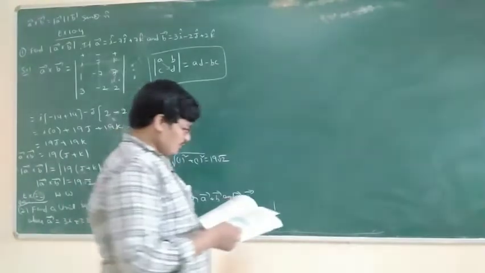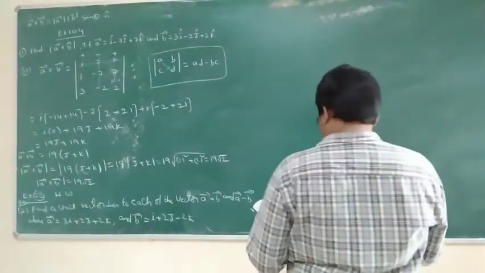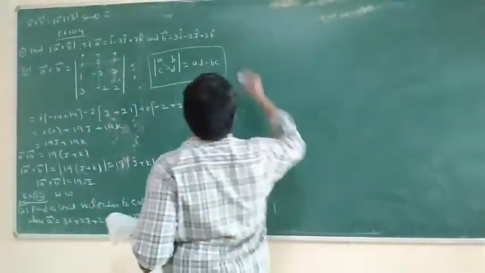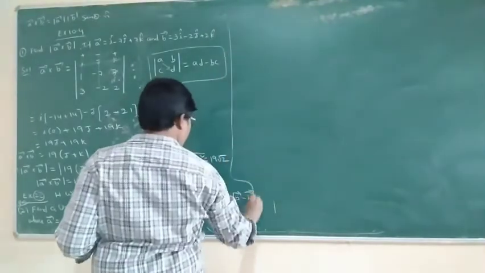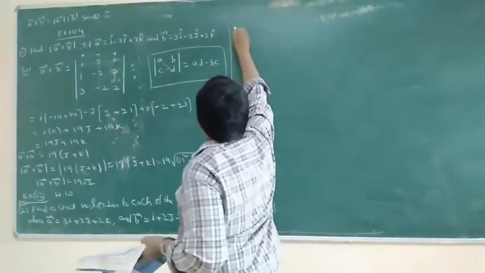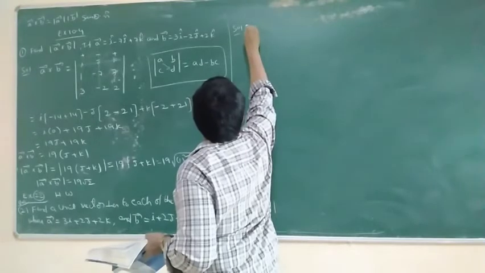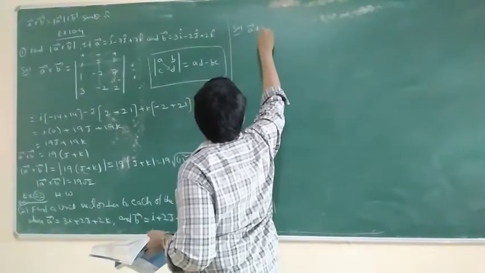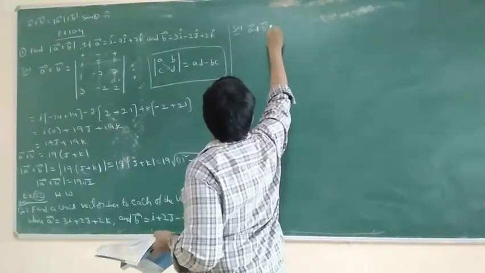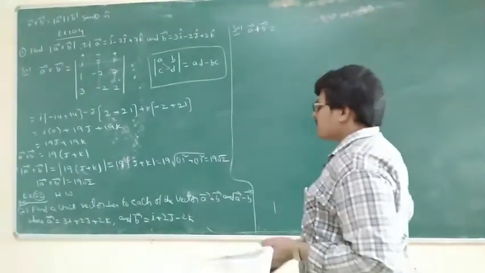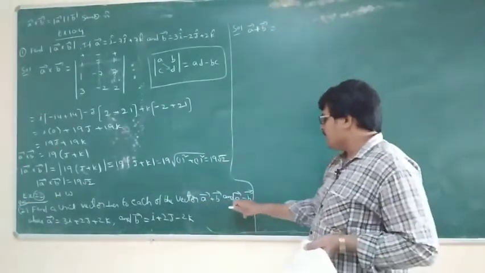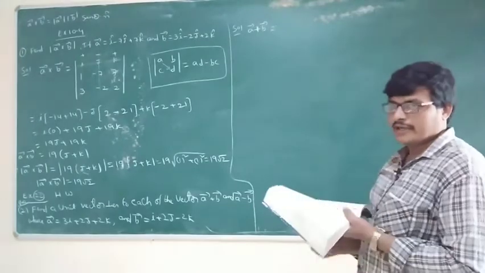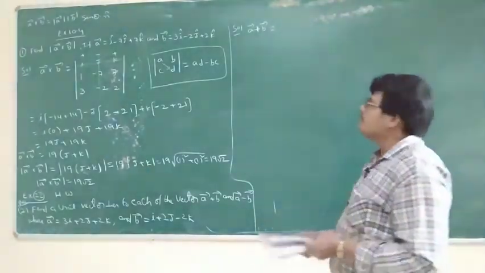Okay. Solution. First of all, find a bar plus b bar. Perpendicular vectors of which vectors? a plus b and a minus b. First we have to find a plus b and a minus b.